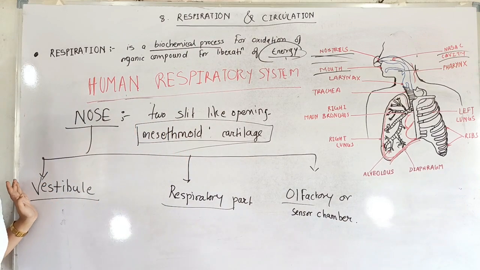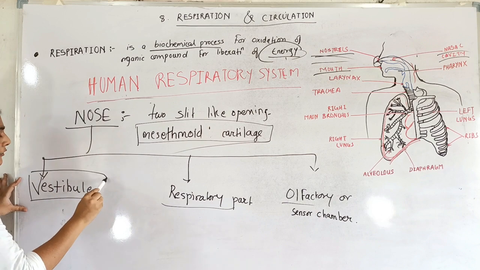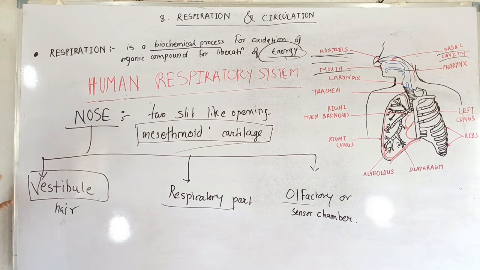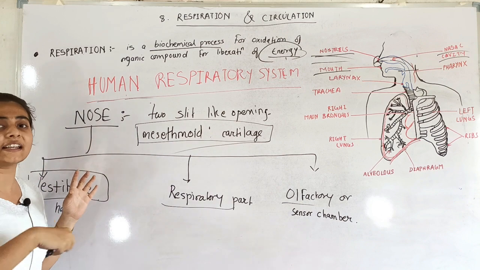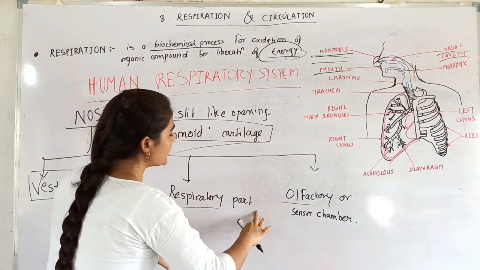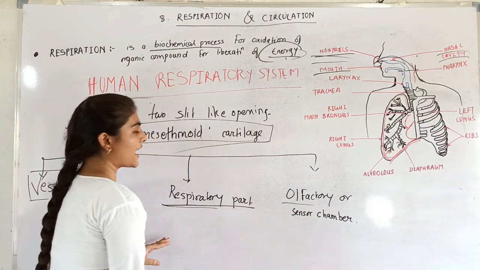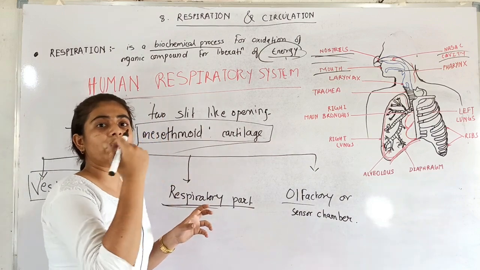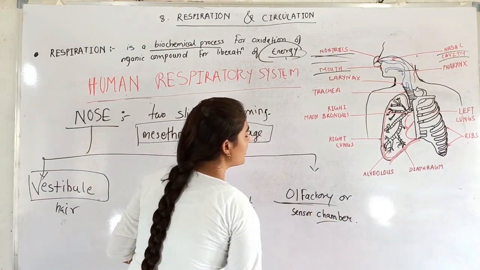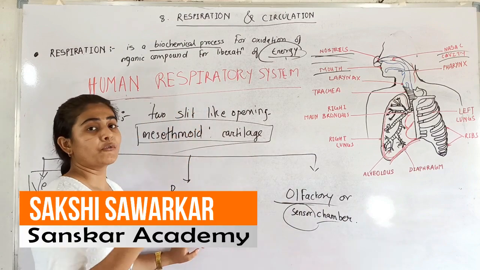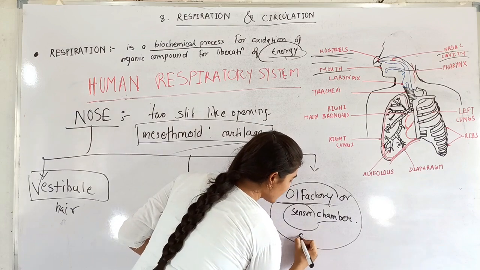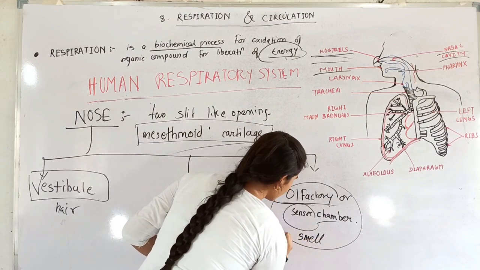The vestibule is the filter of the nose. It has hair by which the air entering the human body is filtered, and then the air is passed to the respiratory part, which moistens the air entering the human body, and then the air passes through the olfactory chamber where the sensory nerves are present, which give the sense of smell. That is, the olfactory chamber has the sense of smell.